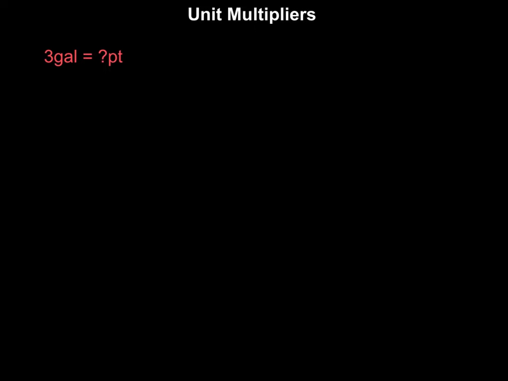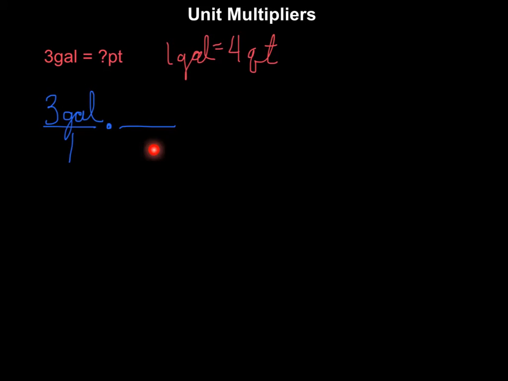Now we're going to change 3 gallons into pints. So I start by making 3 gallons into a fraction. And then I need to think through, what do I know about gallons? Well, I know that 1 gallon is 4 quarts. So I'll use that for my unit multiplier. Since we have gallons up top, I'm going to want my gallons to be in the bottom. And it's 1 gallon is equal to 4 quarts. Now, I cancel out my gallons, since I've got them on top and bottom.